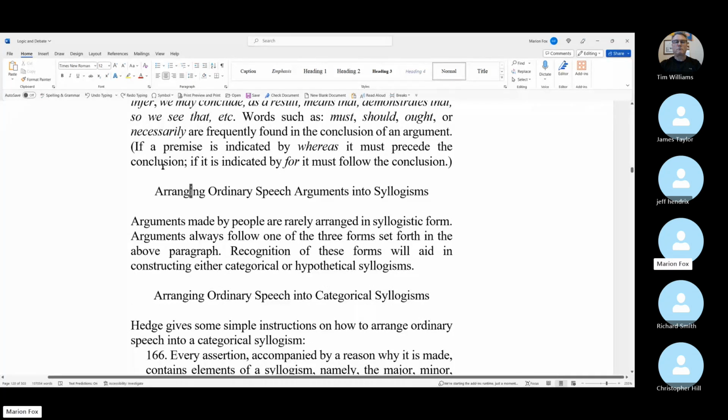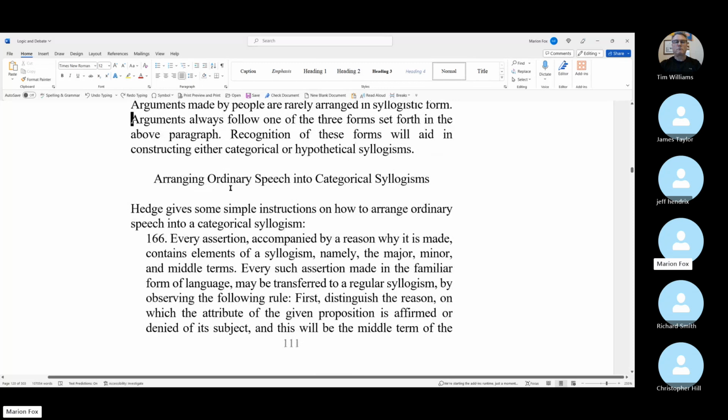Now let's arrange some ordinary speech arguments into syllogisms that will help us here. Arguments made by people are rarely arranged in syllogism form. Rarely will people use syllogisms. A lot of people don't even know how to make them. And sometimes they'll make something they call a syllogism, and do that in debates frequently. Some of them are just way off the wall. They follow one of the three forms set forth in the above paragraph. And so let's look. Here's Levi Hedge. I think we have time to get through that.